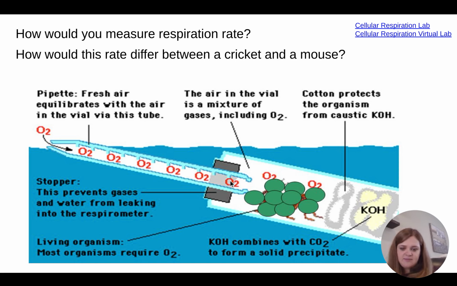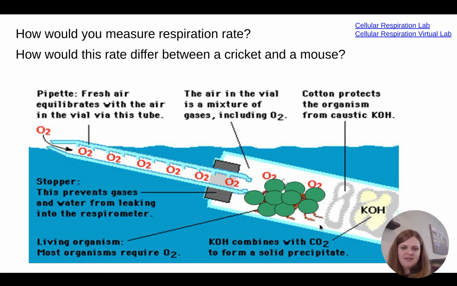So in this case, most living things require oxygen, and the KOH will combine with the CO2 to form a precipitate. So at this step, this is more intense. This KOH is actually going to create more precipitate as that CO2 is created. So we can measure how much something has respired. Other ways you can do this is basically just to capture the amount of carbon dioxide that is created or that's present.